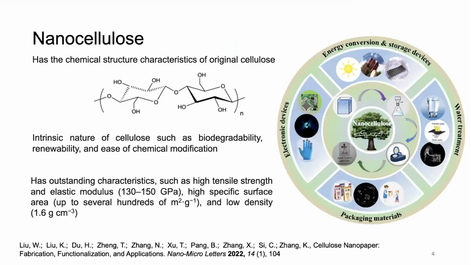Let's talk a little bit about nanocellulose. Nanocellulose has the same chemical structure as the original cellulose, with the dimer of glucose, and it also has nice functionalities: biodegradability, renewability, and because of the OH groups, we can chemically modify it. Because it is nanocellulose, we have high tensile strength, high elastic modulus, high surface area, low density, and a lot of other characteristics. I got this picture from this article. I thought it's cool, and it shows the potential functionalities of nanocellulose.